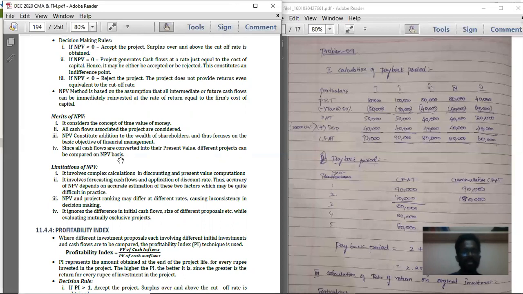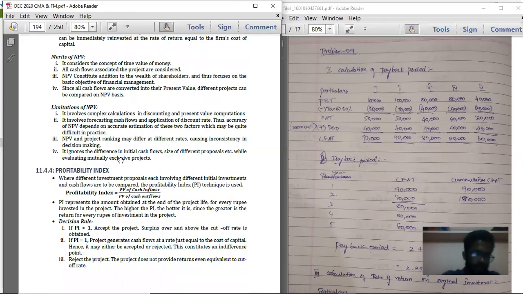NPV and the project ranking may differ at different rates, causing inconsistency in decision making. It ignores the difference in initial cash flows and size of different proposals while evaluating mutually exclusive projects. Normally, using NPV, you cannot evaluate mutually exclusive projects. Only projects which are mutually inclusive, you can evaluate using NPV.